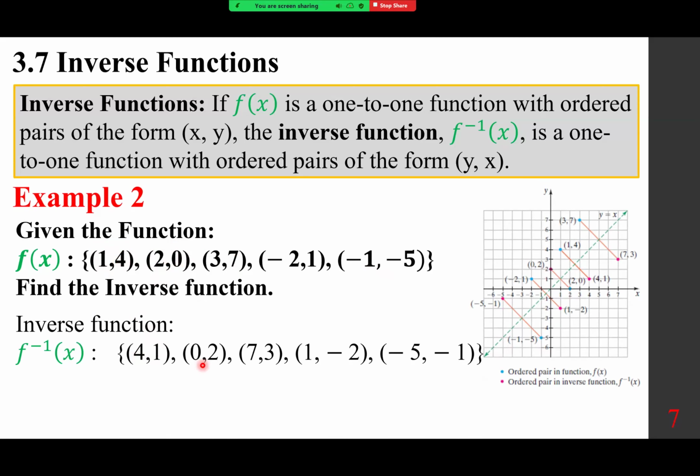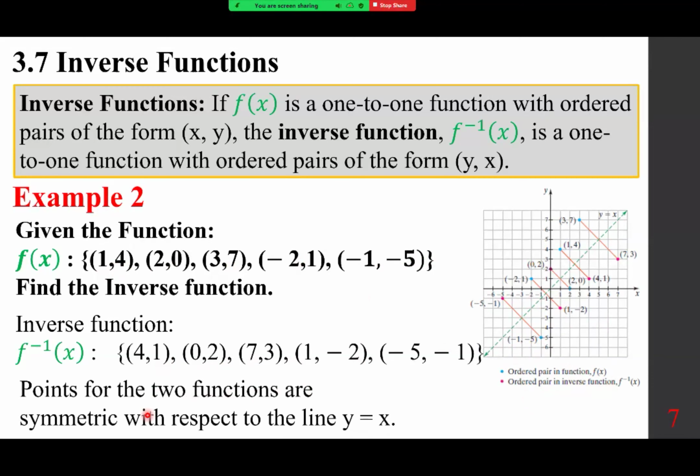If we were to graph and plot each point for f of x, and then do the same thing for each point of f inverse. So we plot all these pairs. Okay. So the blue ones represent ordered pairs for f of x, where the red ones represent the ordered pairs in the inverse function. Points for the two functions are symmetric with respect to the line y equals x. So we can see from the graph that they are symmetric with respect to the line y equals x.